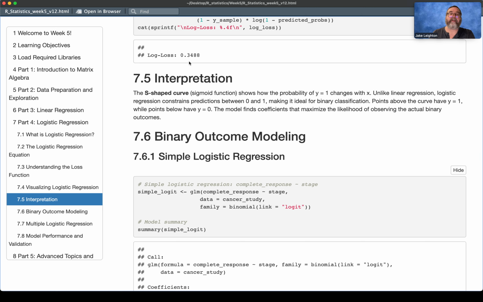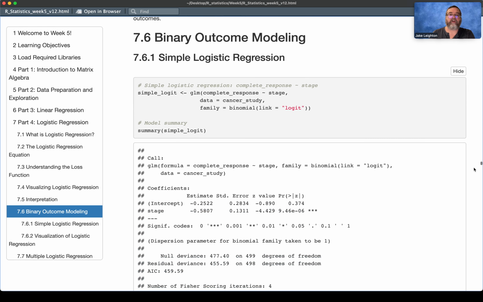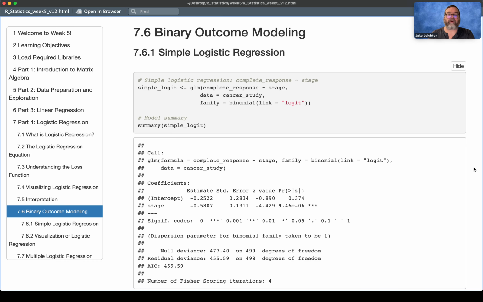Anything below, I guess, 0.4 or so, 0.5 and lower, is pretty decent. 0.7 means it's 50-50. So let's work on a couple of simple examples.